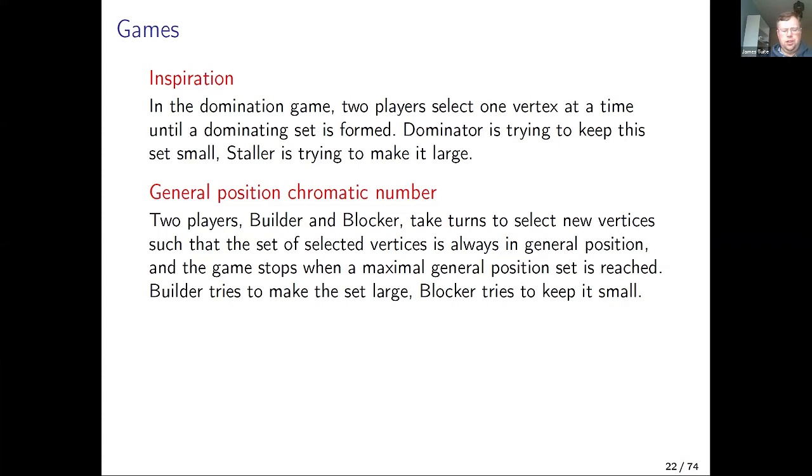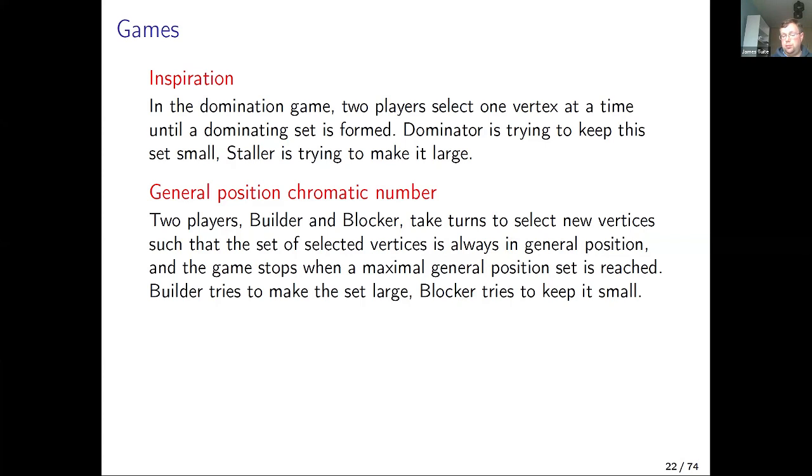Okay, enough of coloring for now. Now let's talk about games. What's the inspiration? In the domination game, there are 2 players called Dominator and Staller, and they play a game on the graph by selecting one vertex at a time, and the game stops when they've formed a dominating set. And then we want to measure the size of this dominating set. However, Dominator and Staller have opposite goals. Dominator is trying to keep that set small, while Staller is trying to make the set large. In other words, to make the game carry on as long as possible.